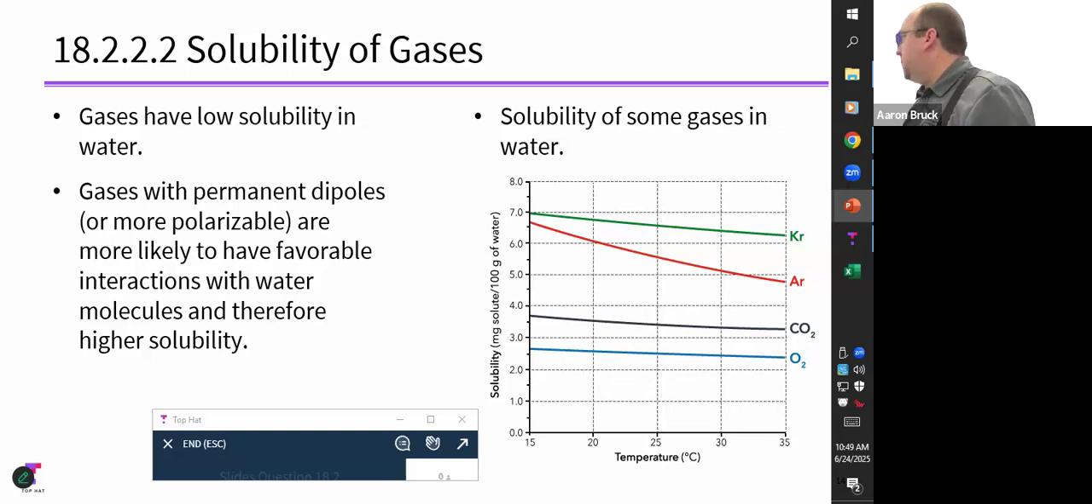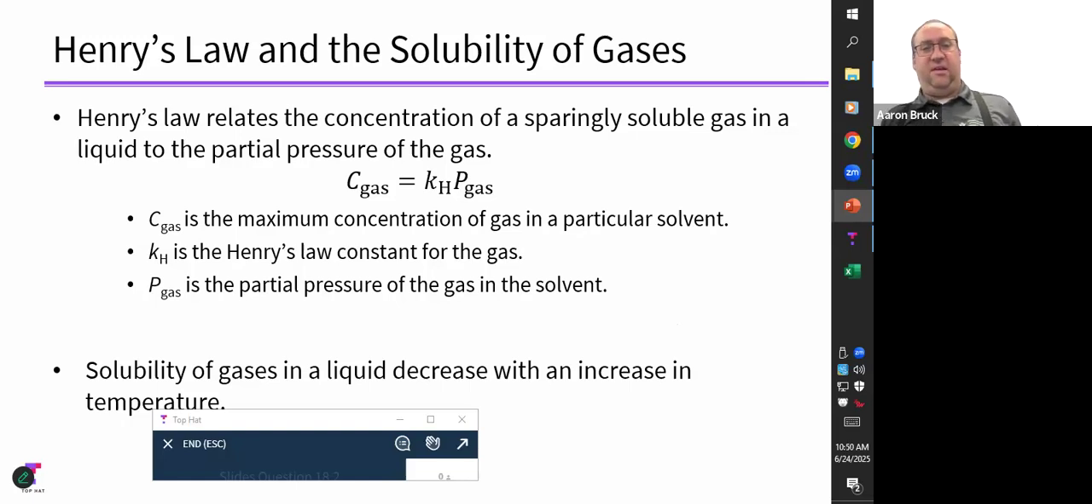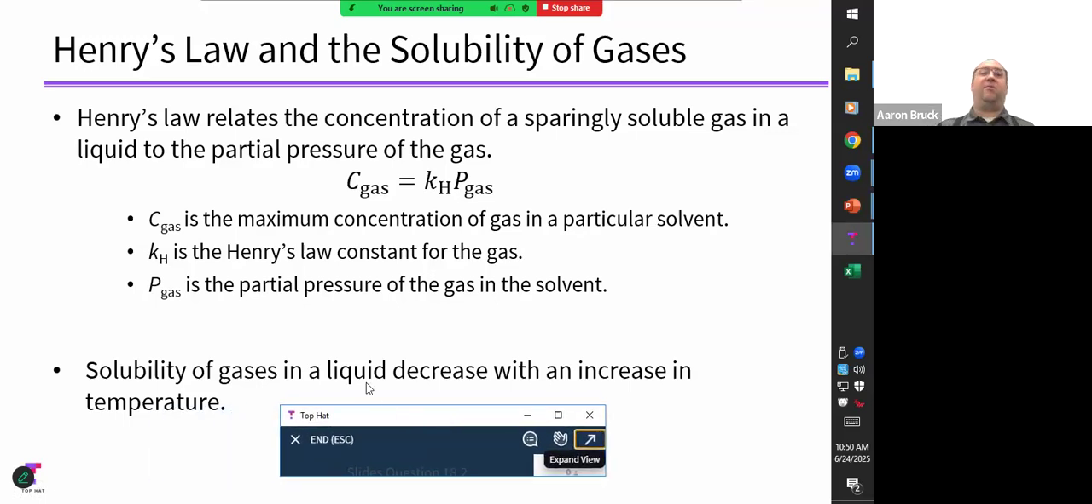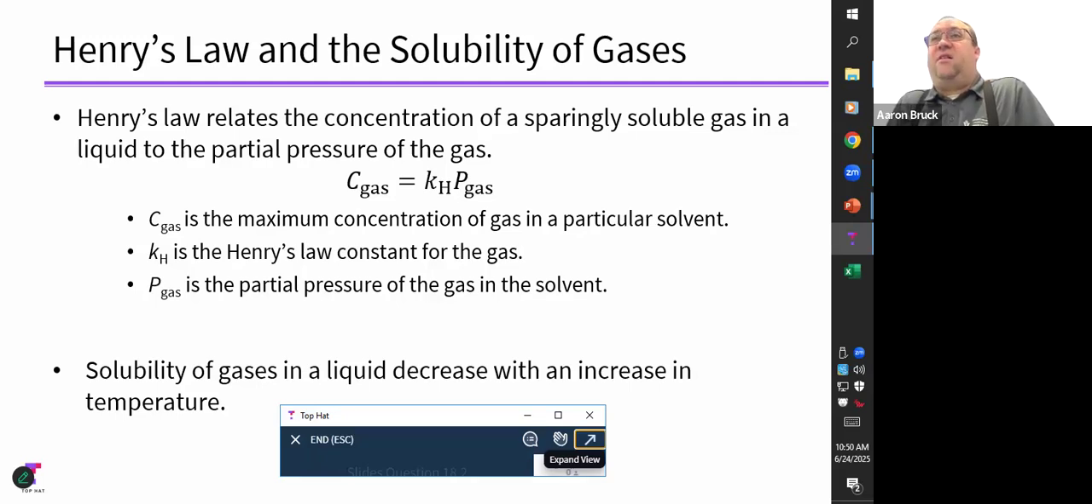And the other trend that we want to notice here is that almost universally, the solubility of a gas is decreasing as the temperature goes up. So it's the exact opposite trend as what we saw with most solids. Now, the reason for that is something called Henry's law. Henry's law gives us a relationship between the concentration of a soluble gas in water and the partial pressure of that gas.